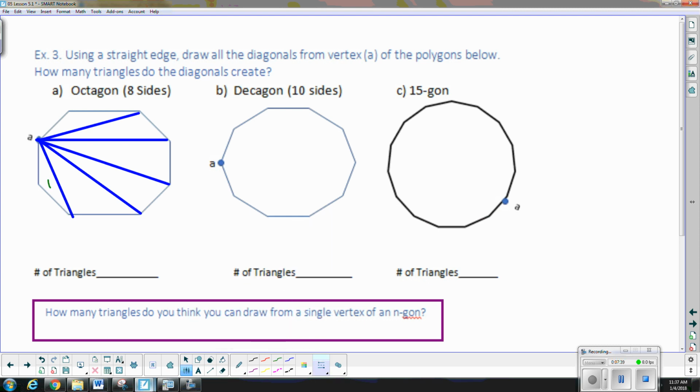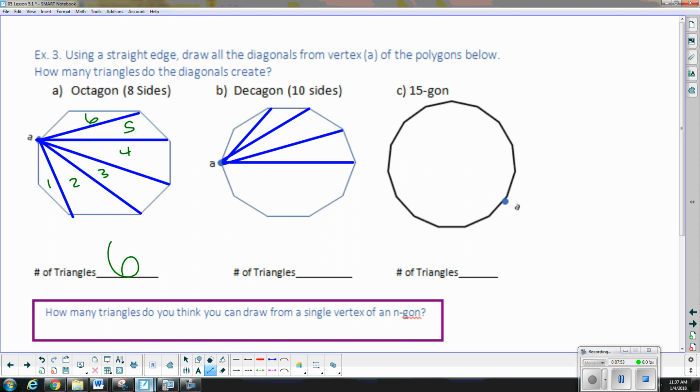So 1, 2, 3, 4, 5, 6 triangles for an octagon. For a decagon, draw all diagonals from a single vertex. One, 2, 3, 4, 5, 6, 7, 8 triangles.